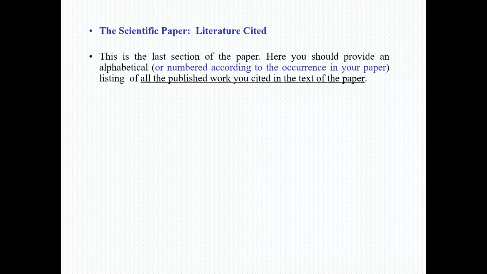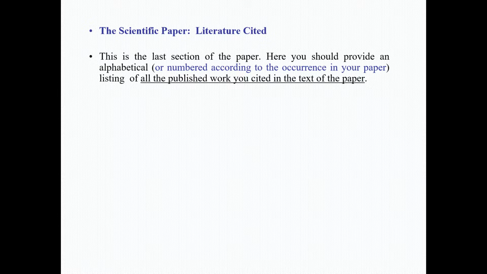So in the scientific literature, one of the most important sections is the literature cited. What is this? This is the last section of the paper. Here you should provide, in alphabetical or numerical order according to the occurrence in your paper, a listing of all the published work you cited in the text of the paper. I mean, whatever you claim or write, you normally put citations to that, as evidence from previously published data. That normally appears as a number inside brackets in your paper text.